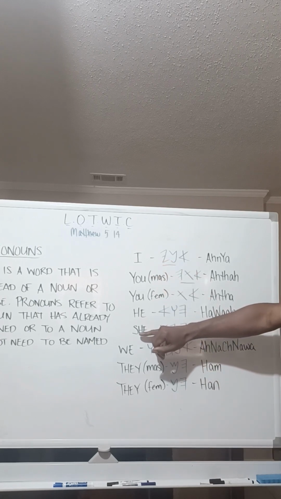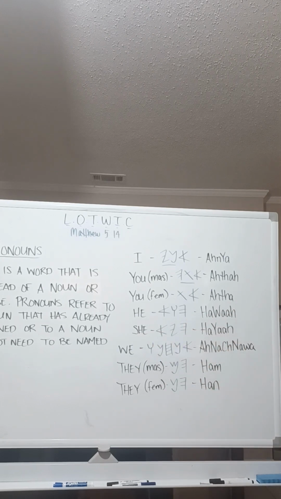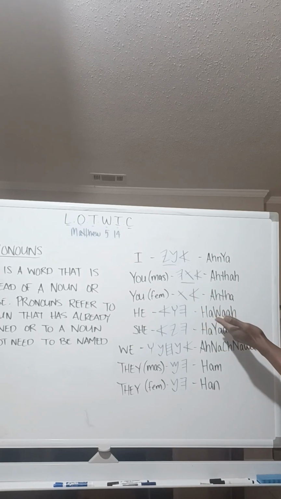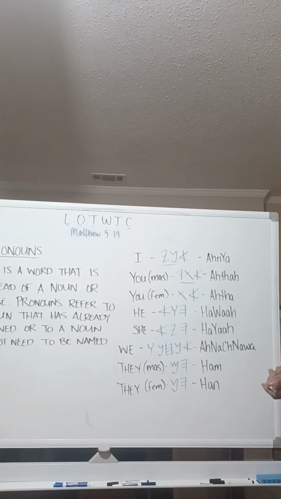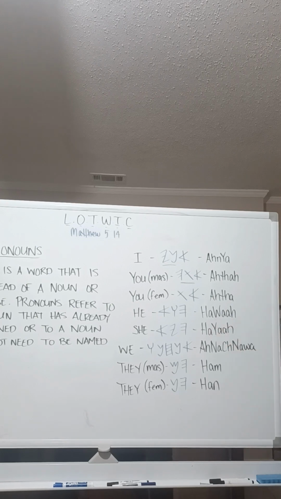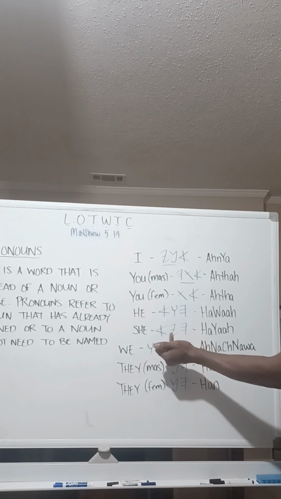So we're going to skip down to she. She is haya'a. If I say she, you would say haya'a, versus he would be hawa'a. And like I say, you could use he for it also. Hawa'a can also be for it. So she, haya'a, is she. There's your ha, there's your ah, your ya, and there's your ah.